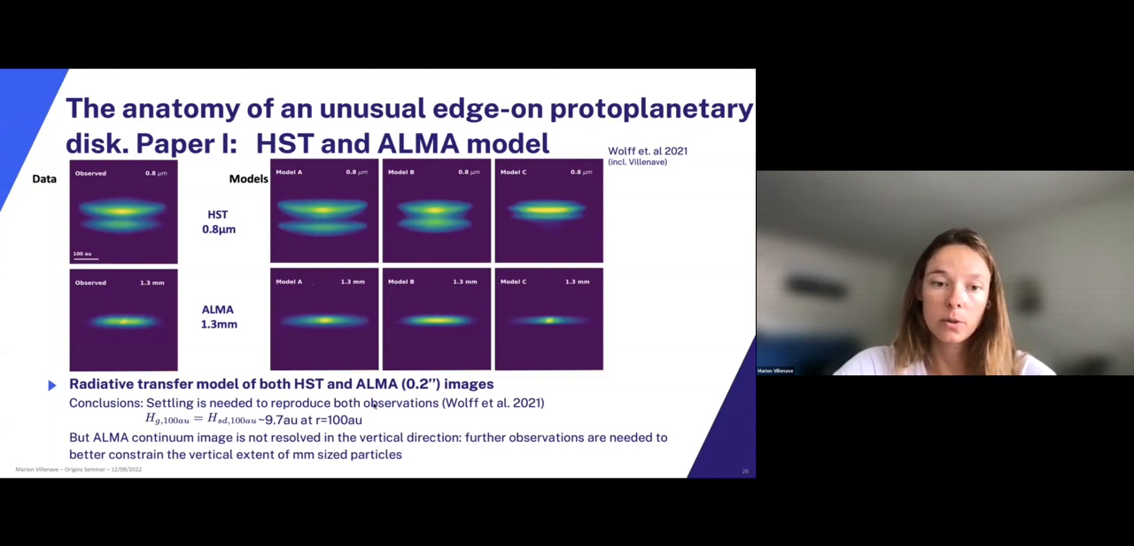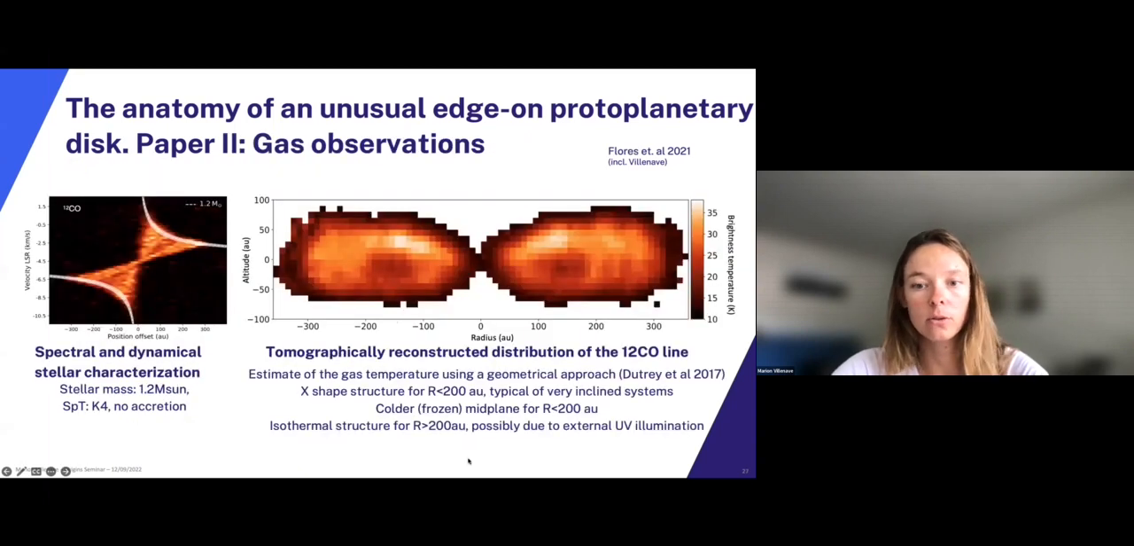But the observation that was used in the paper was not resolved in the vertical direction, so we could not get very good constraints on the settling efficiency in the system, and better observations with higher angular resolution would be useful for this. This paper on the ALMA and HST model was also followed by another paper from Christian Flores, who focused on the gas observations, where he determined the stellar mass of the system, and also produced this temperature map of the 12CO, where we can see the disk plane, which is colder than the upper and lower surface of the disk. I also have a higher angular resolution map like this. If you're interested, I can show it at the end.